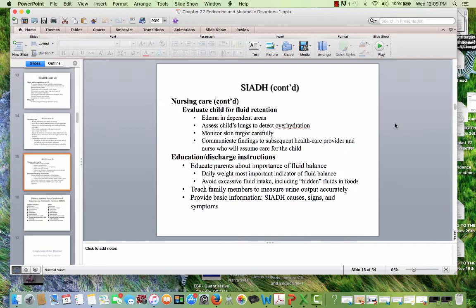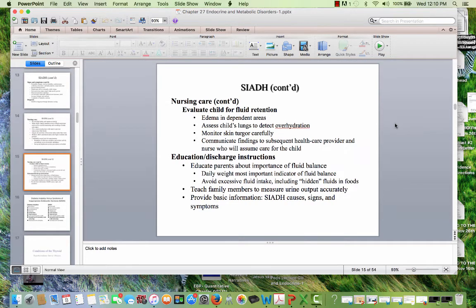Often these families will receive a scale to weigh diapers, and for older kids they'll have urinals or toilet hats to monitor the output. You have to also teach families, and usually a dietitian or a nutritionist will also come in to teach the families, about hidden water in certain food sources such as popsicles. And so encouraging a diet high in sodium and protein is also indicated. And often these kids will also wear a medical alert bracelet.